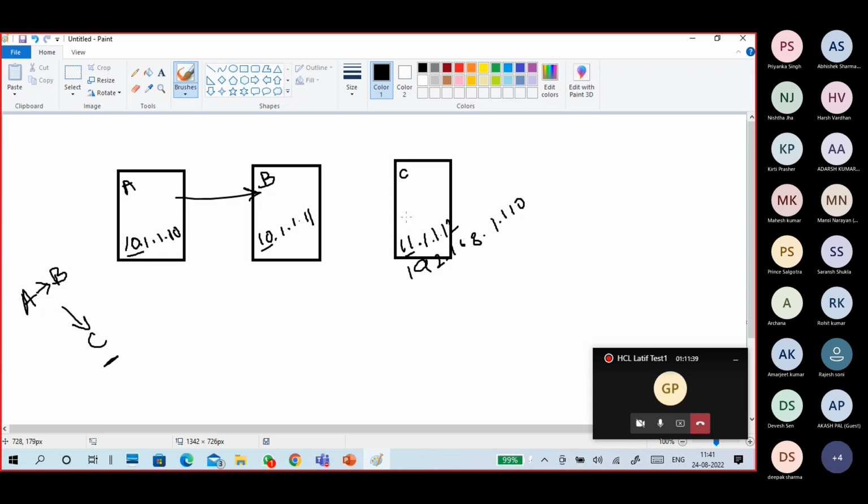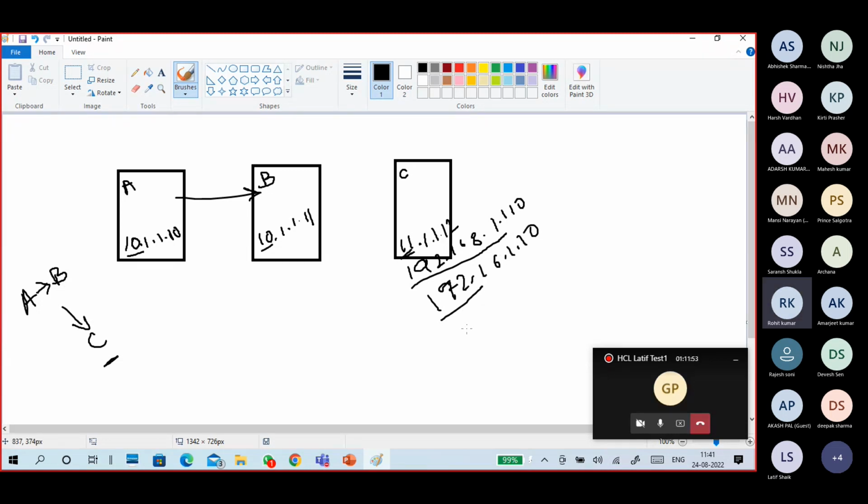So A and B cannot communicate to C if you are using a different network like this. If you are using this, it is also a different network, 172. Sir, okay, with the help of a router, is it possible to communicate?